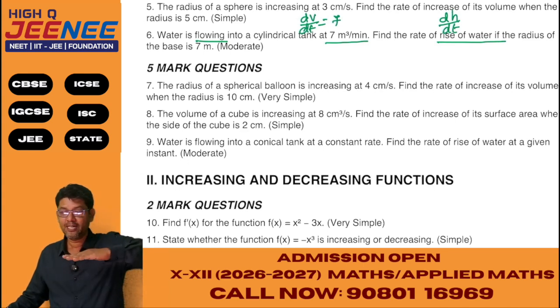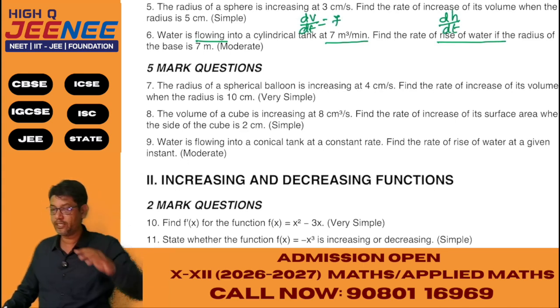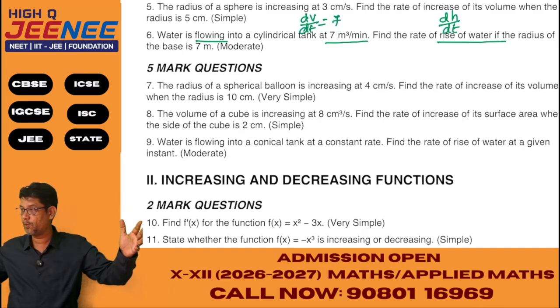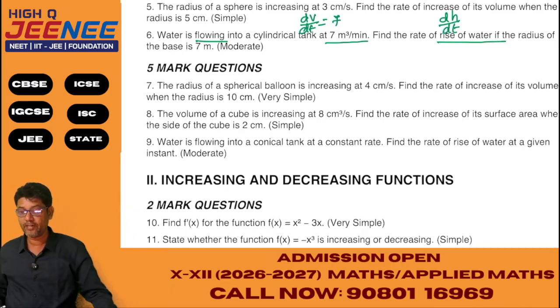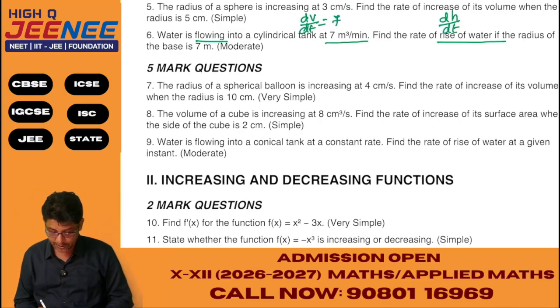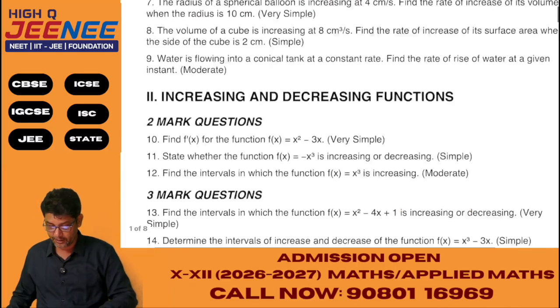See, rate of rise of water only. So it's not the rate of increase of the water quantity. Increasing the water quantity may be volume. But rate of rise of water, we are dealing with height. So here, what is the three-dimensional figure? Cylinder.